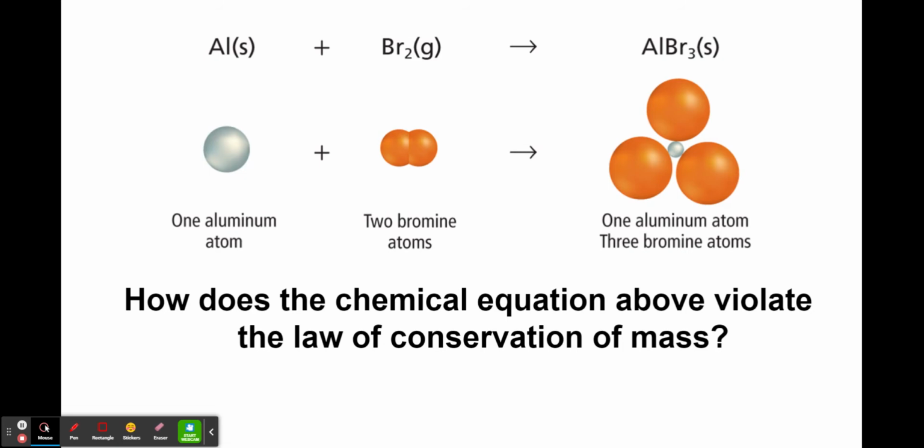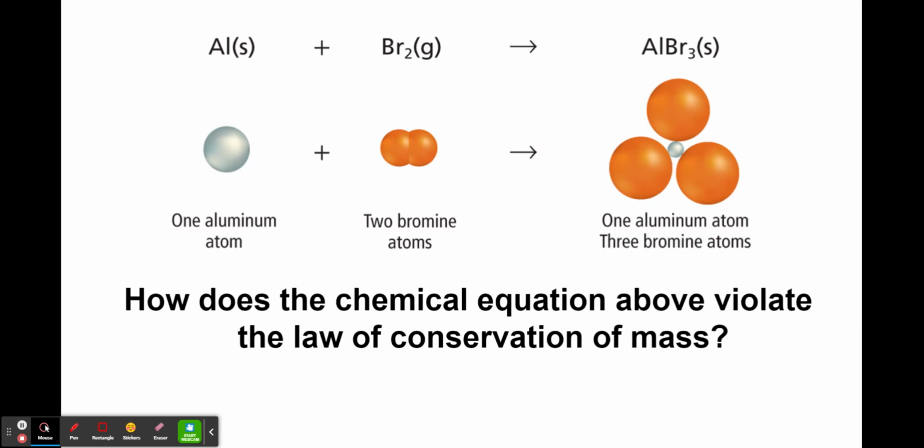This is not a balanced reaction, which means that it's not balanced because there are not the same number of atoms of each element on both sides. There should always be the same number of atoms of each element on the reactant side and the product side. And in this case, that's not happening. So this does not follow the law of conservation of mass, or the law of conservation of matter. We have a bromine atom just coming out of nowhere, which can't happen.